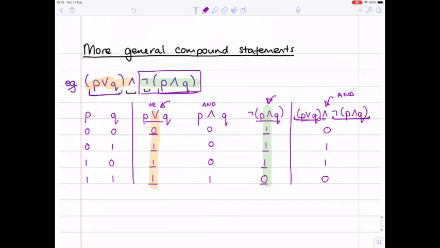So now we know that for values of P false and Q false, our general compound statement here is false. If one of them is true and one of them is false, then our compound statement is true. And if they're both true, then our compound statement is false. Okay, so take a moment to just work through this and make sure that you understand how we did it. You'll find it takes a little while and then it becomes second nature, just like working through algebra.